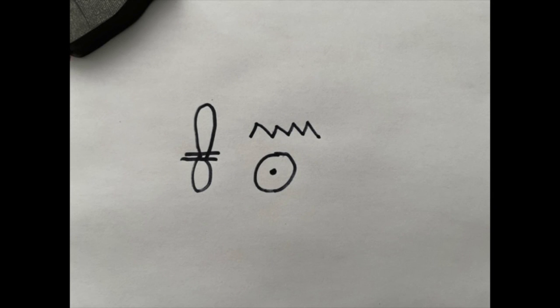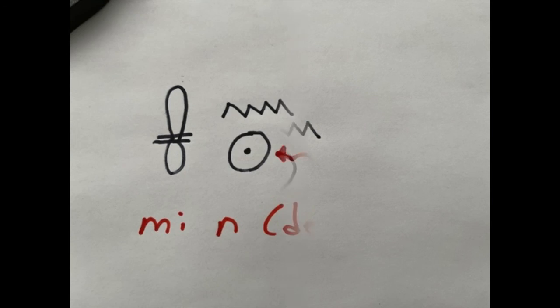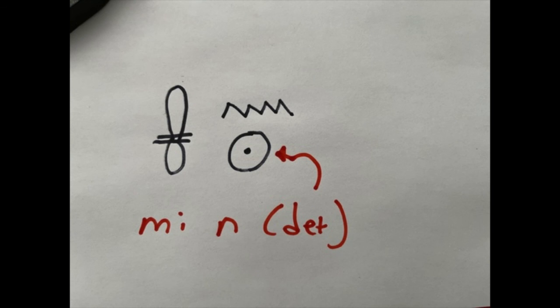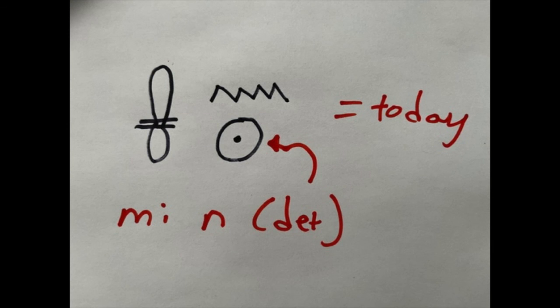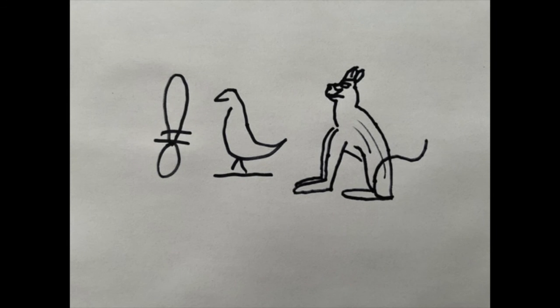All right, so this is me. So M-I, followed by N, the water sign, and then the sun sign, which could be pronounced Ra, but at the end it's most likely a determinative. So the determinative for sun or day. And which day are we talking about? Well, if you were in France, it would be aujourd'hui, which means the day of today. Or we can just shorten that to today. So that's how you say today.